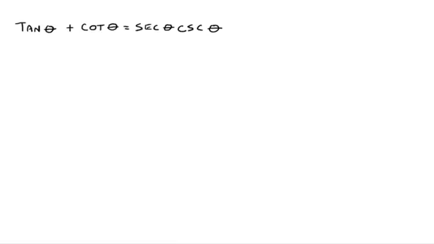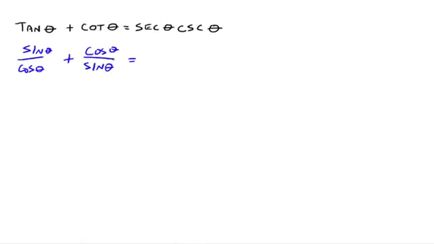Here's our first example. We want to verify that the tangent of theta plus the cotangent of theta is equal to secant theta cosecant theta. Looking at it right away, it looks kind of spooky. But say we change everything to sines and cosines. Tangent theta is sine theta divided by cosine theta, and you must have the thetas in there. If you just write sin and cos, that's not correct. Then plus cotangent theta, which we can change to cosine theta over sine theta.